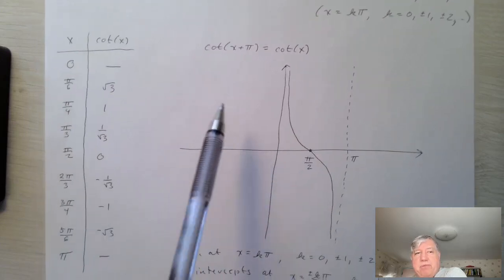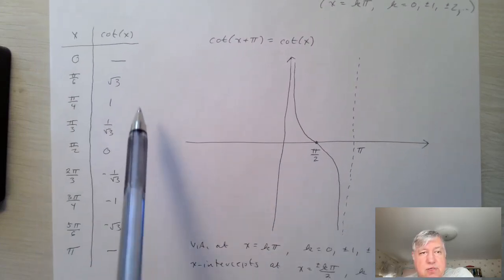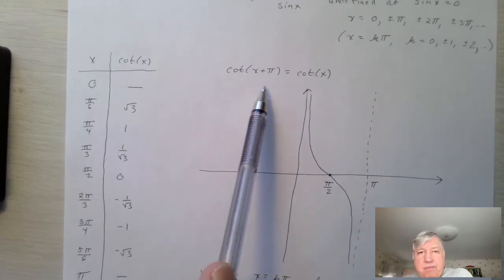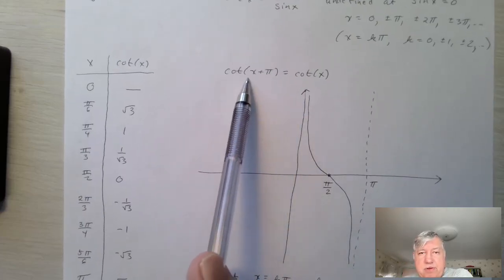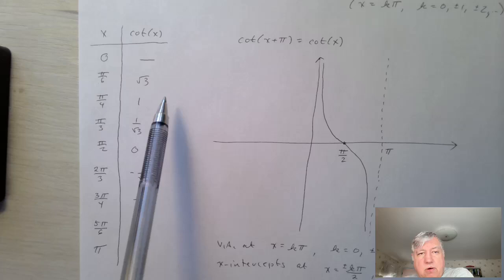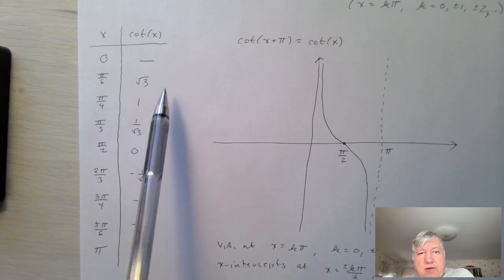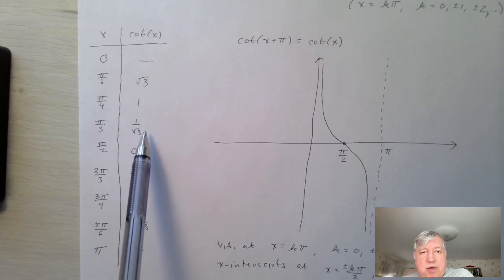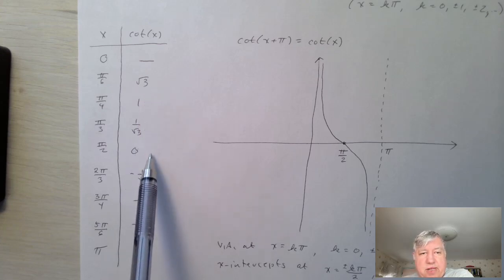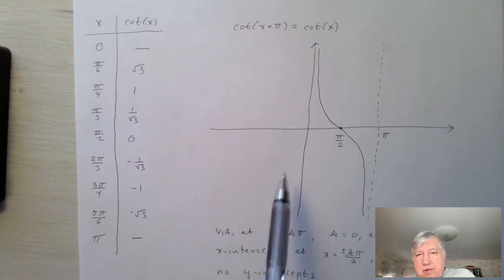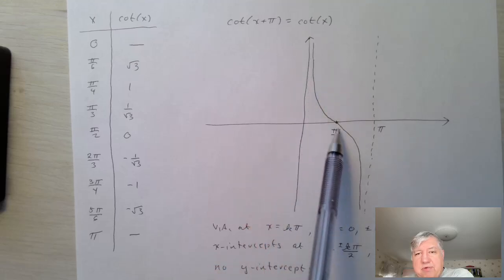So now if we plot some points here from 0 to pi, and by the way, pi is also the period of the cotangent function. We can see that from 0 to pi over 2, the values start off being very large and positive, and then go down to 0. And then from pi over 2 to pi, they're negative, and they get very large and negative. So that explains this graph right here.